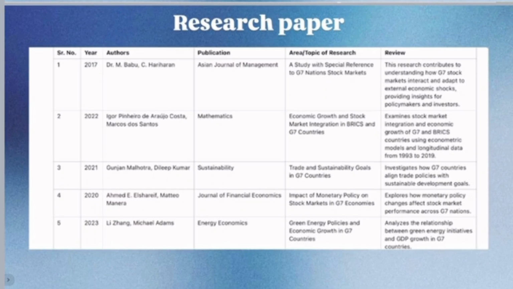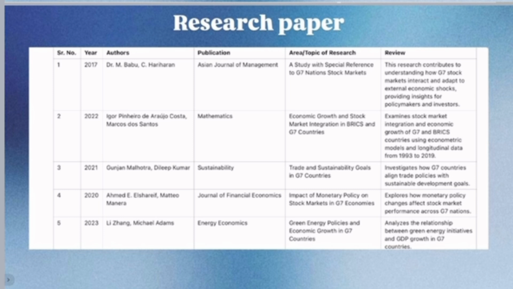Research paper, serial number 1, year 2017. Author Dr. M. Babu C. Hariharan. Published in Asian Journal of Management. Topic of research: a study with special reference to G7 nation stock market. Review: these researches contribute to understanding how G7 stock markets interact and adapt to external economic shocks, providing insights for policymakers and investors.